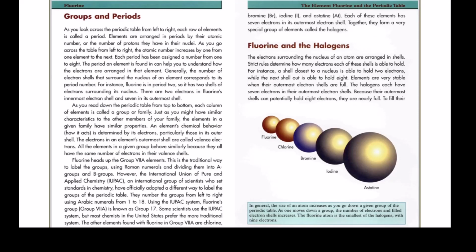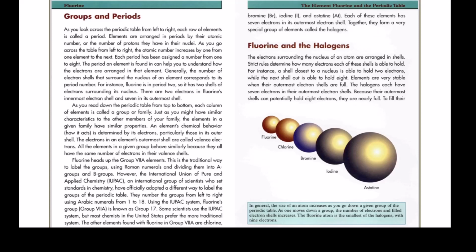Groups and periods. As you look across the periodic table from left to right, each row of elements is called a period. Elements are arranged in periods by their atomic number, or the number of protons they have in their nuclei. As you go across the table from left to right, the atomic number increases by 1 from one element to the next. Each period has been assigned a number from 1 to 8.